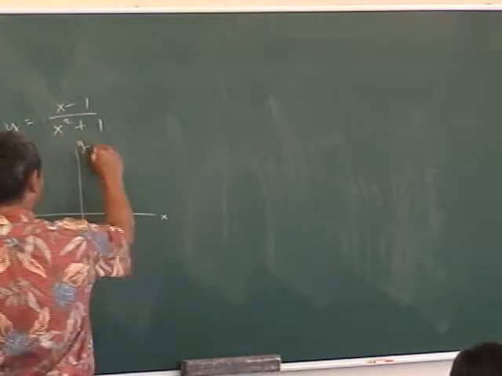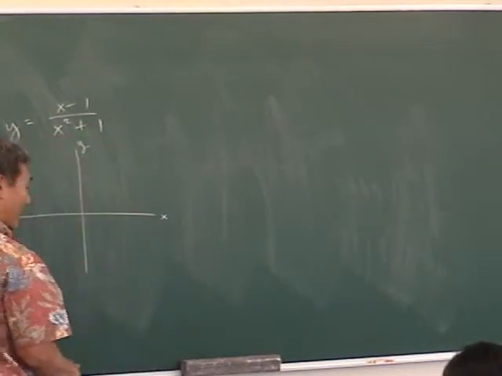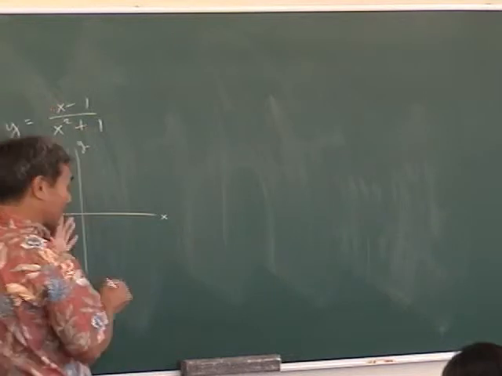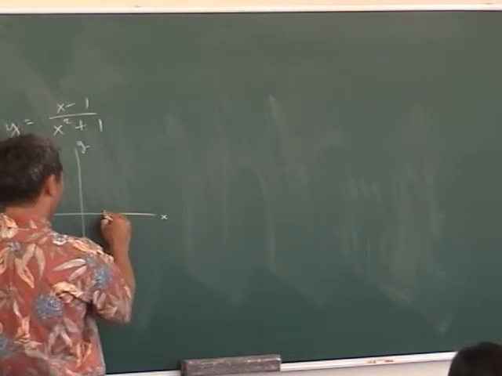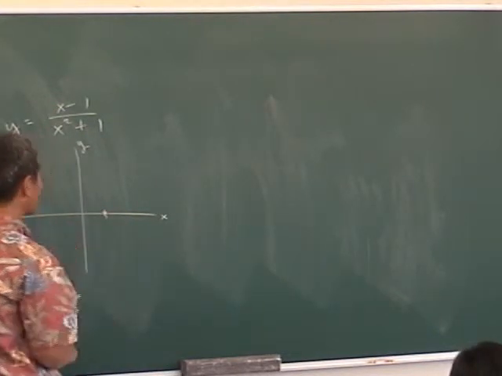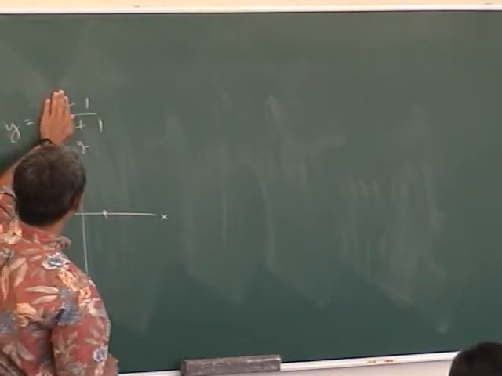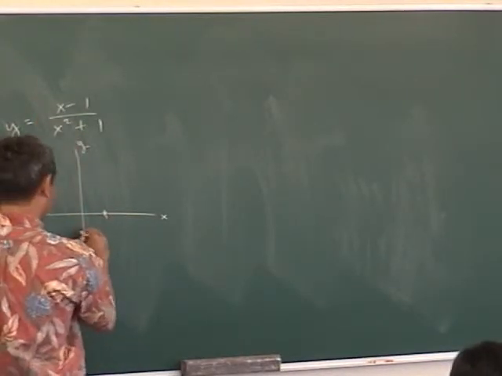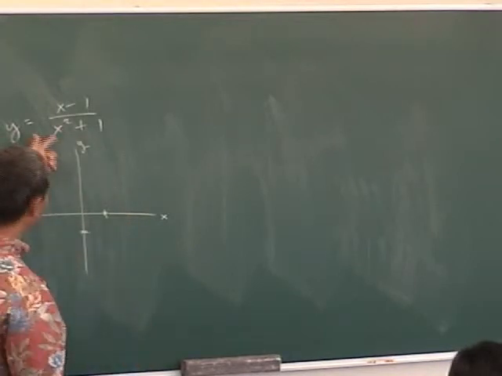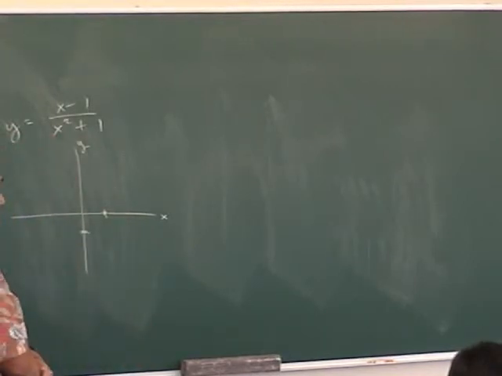Okay, go through the 4 things. X-intercept. Quick. Look at the numerator. What makes the numerator 0? 1. Y-intercept. Plug in 0 for x. Look, negative 1. Vertical asymptote. What makes the denominator 0? Plus or minus 1? No, nothing.